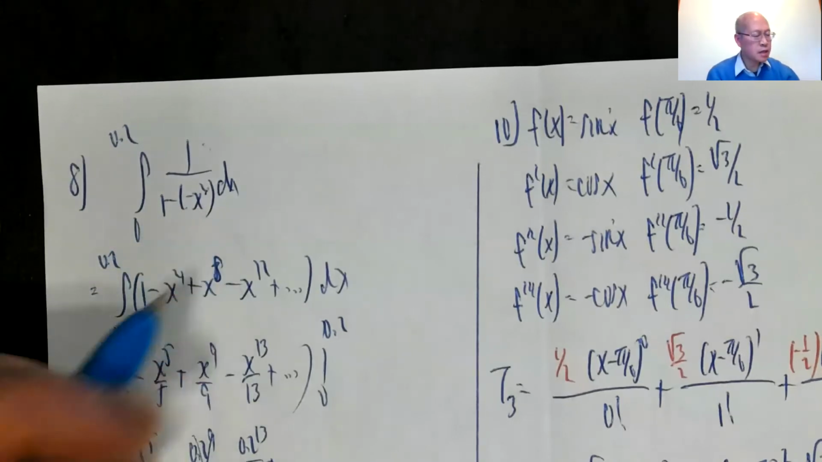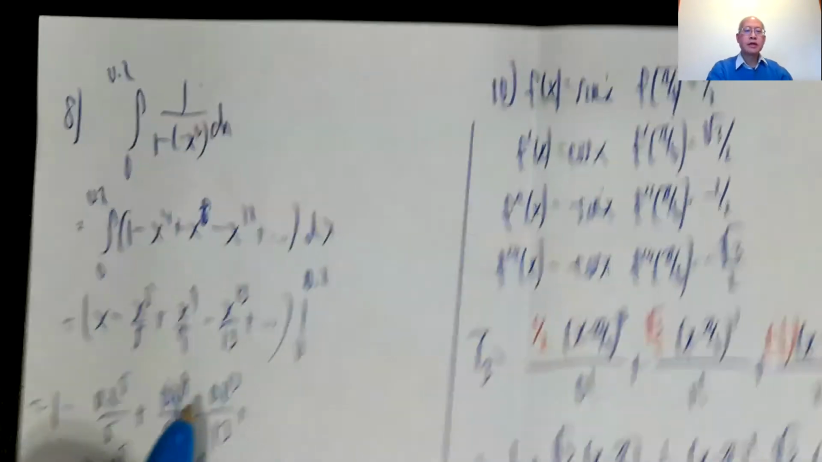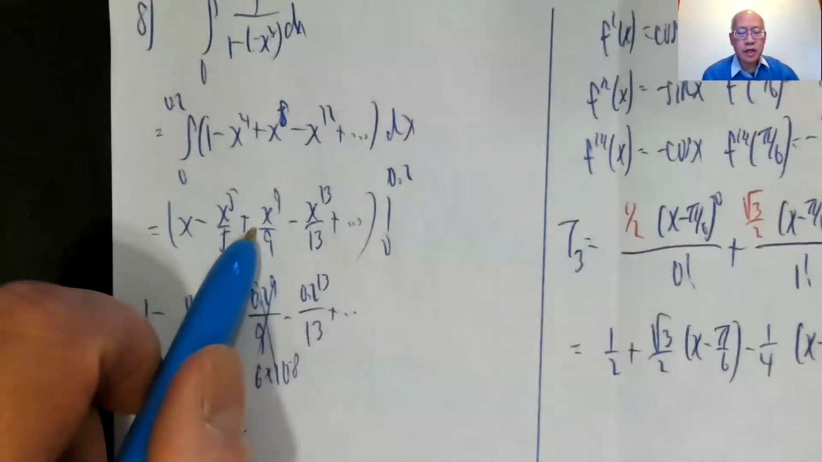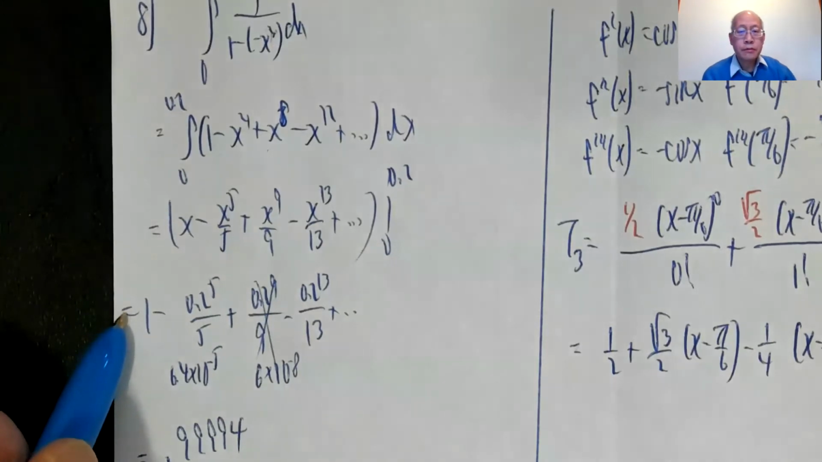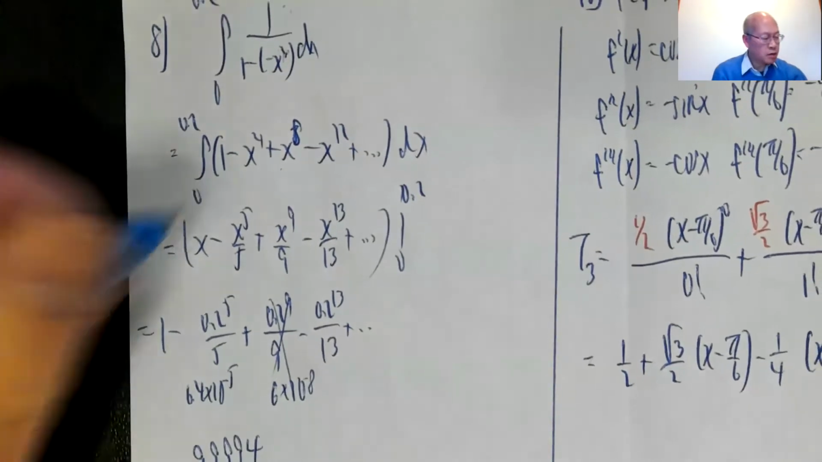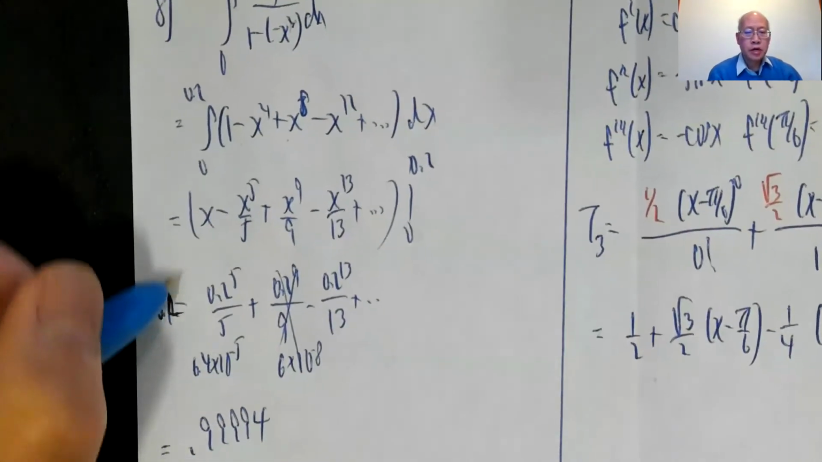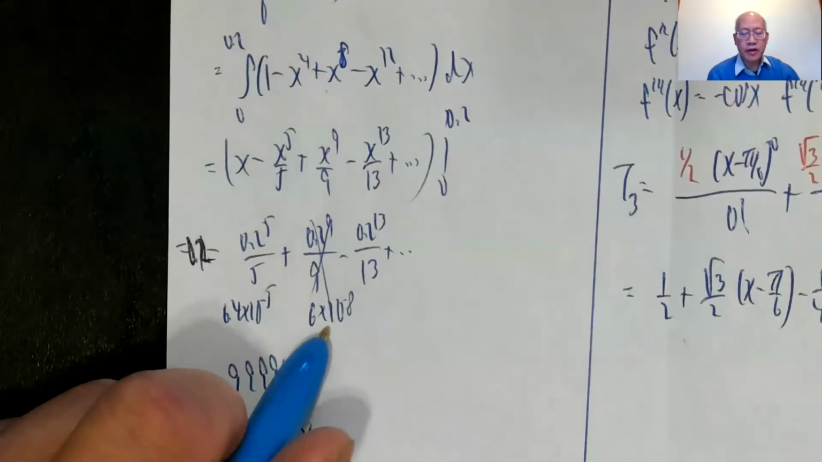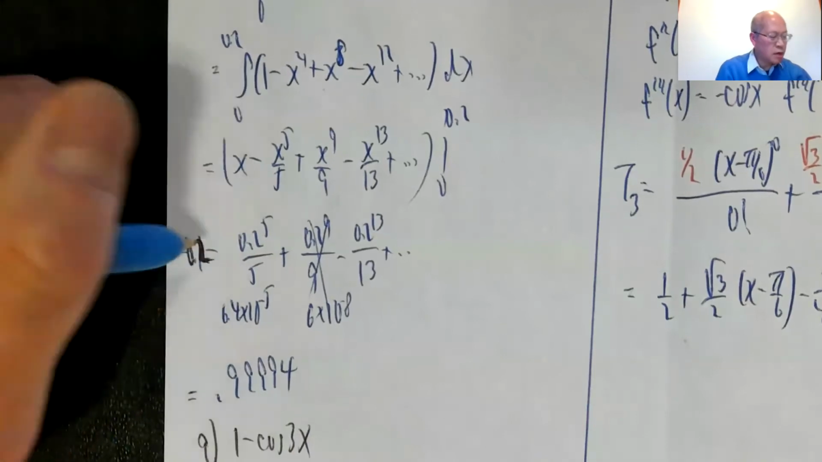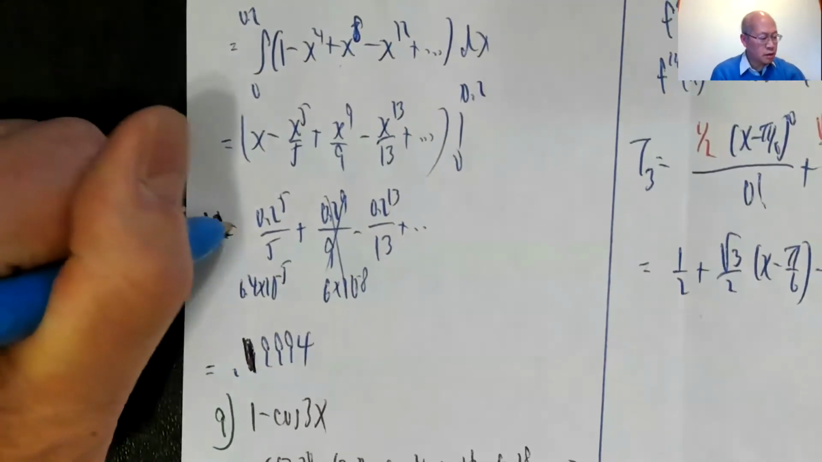Number 8 is the integral from 0 to 0.2 of 1 over 1 minus negative x to the 4th dx. Common ratio is negative x to the 4th. First term is 1. So 1 minus x to the 4th plus x to the 8th minus x to the 12th dx. So integrate: x minus x to the 5th over 5 plus x to the 9th over 9 minus x to the 13th over 13 plus and so on. Plug in 0, you get 0. Plug in 0.2: 0.2 minus 0.2 to the 5th over 5 plus 0.2 to the 9th over 9. This last term is 6 times 10 to the negative 8, so I can just add the first two, which is 0.2 and 0.2 to the 5th over 5. And that comes out to be 0.19994.